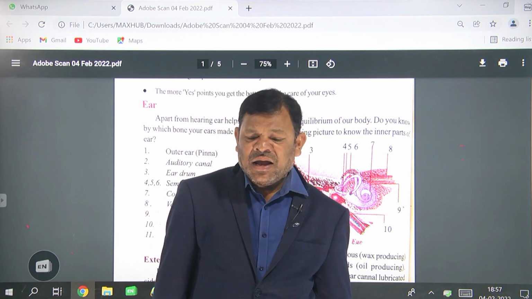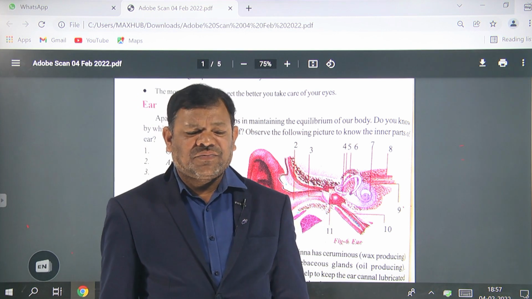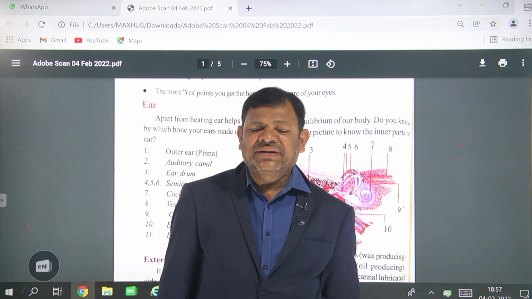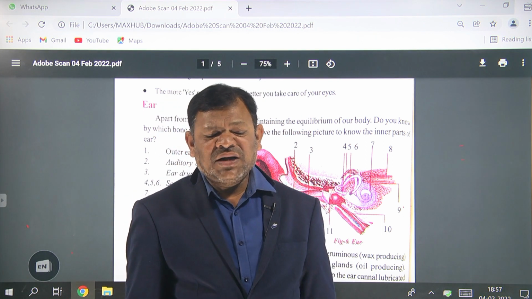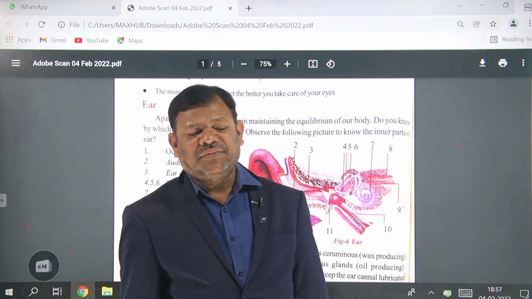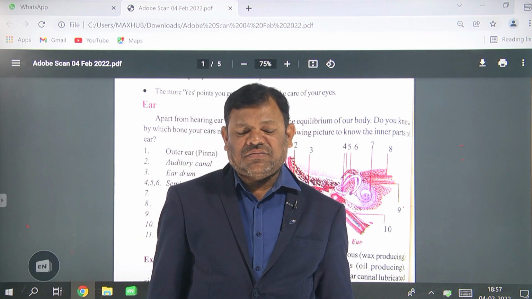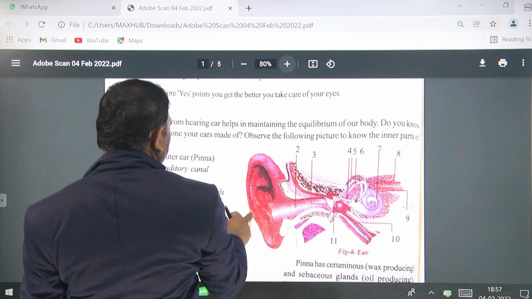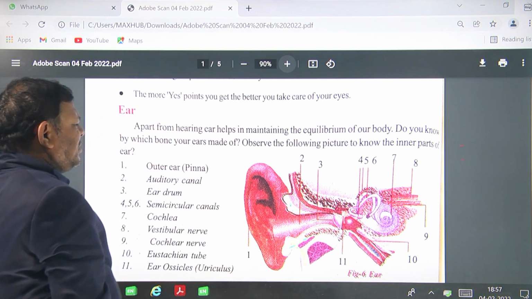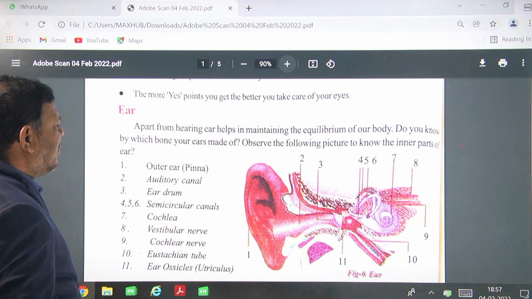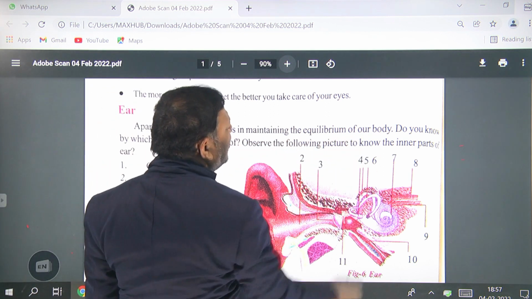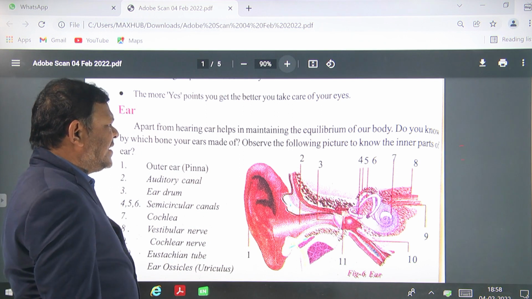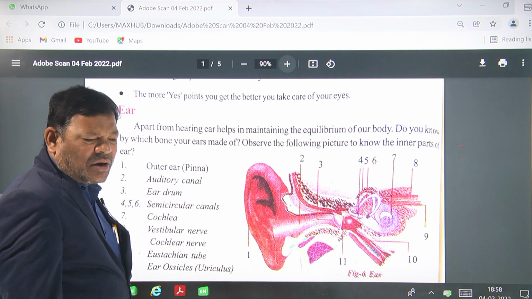Is it clear? Next, in the ear, you know very well, the external ear, middle ear, and inner ear are present. How many ears are present? Three: one is the outer ear or external ear, second is the middle ear, third is the inner ear. Can you see this diagram, is it visible? Apart from hearing, the ear helps maintain the equilibrium of our body. The main functions of the ear are, first, hearing, and second, maintaining the equilibrium of our body.